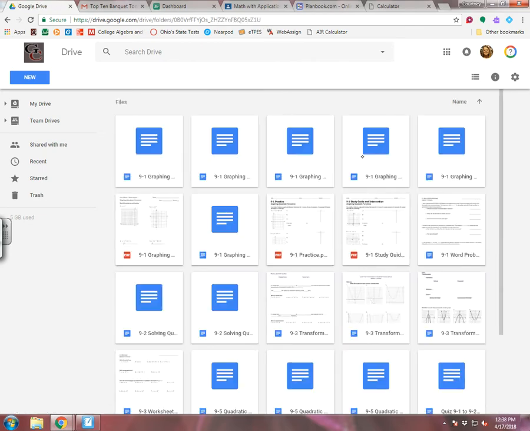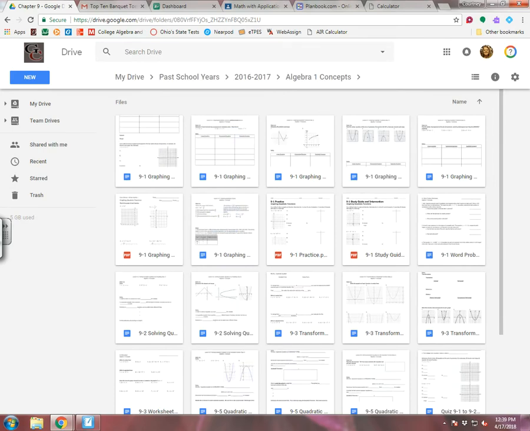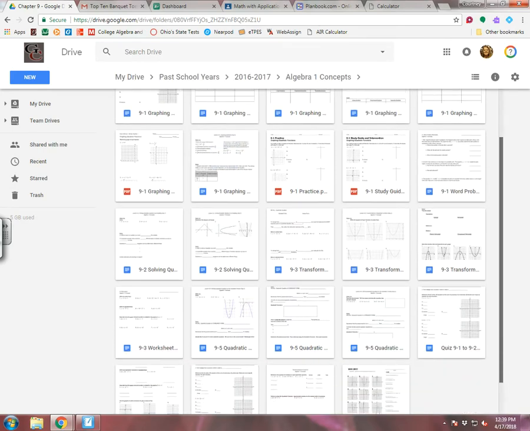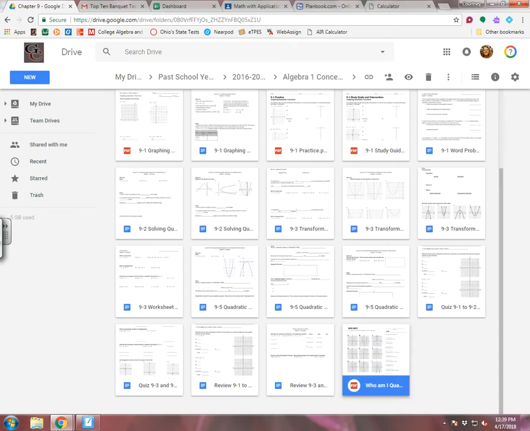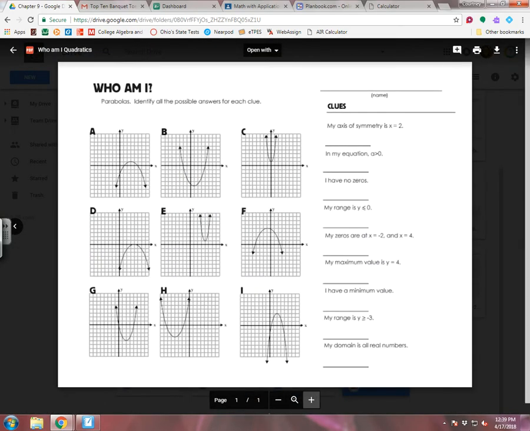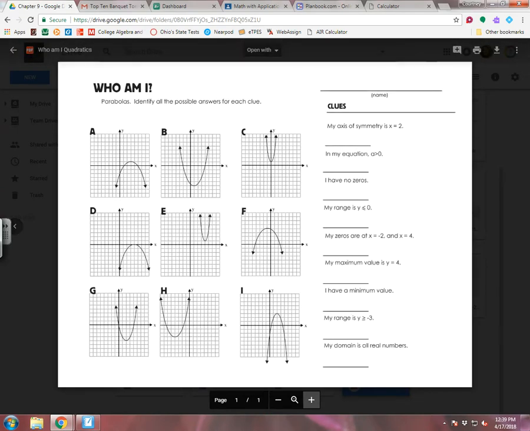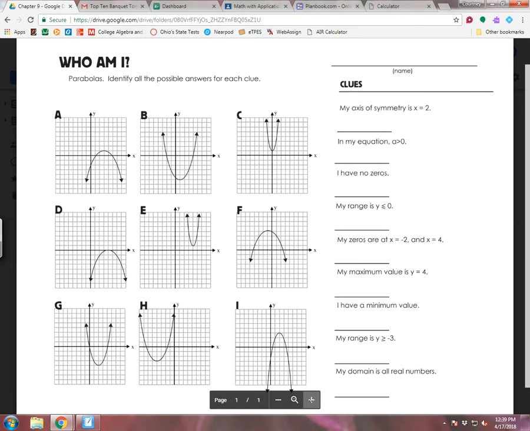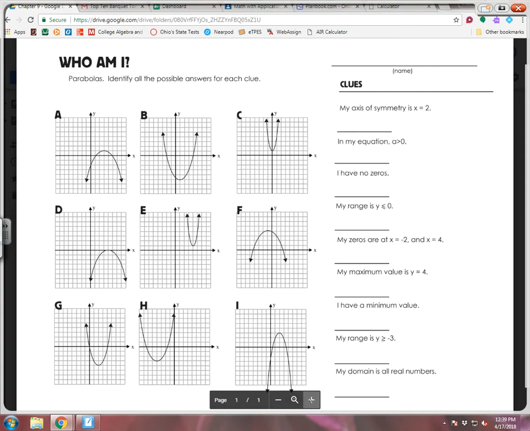Okay, so I'm looking for the Who Am I Quadratics worksheet, which is right here. And I'll zoom in a little bit. All right, it says, who am I? Parabolas. Identify all the possible answers for each clue. So if I take a look at the first one, it says my axis of symmetry is x equals 2. So if I go ahead and draw in my axis of symmetries, which of them have an axis of symmetry of 2? Well, the first thing I'm going to do is go through and draw my axis of symmetry in all of these. Remember, the axis of symmetry cuts it right down the middle.